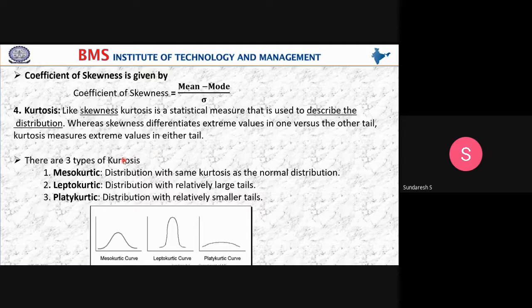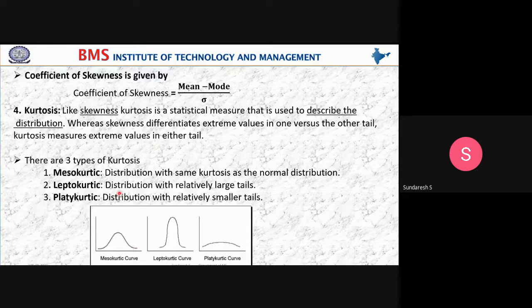So what are these three types? Mesokurtic means a distribution with the same kurtosis as the normal distribution. Below I have shown the graphs also: the mesokurtic curve, the leptokurtic curve, and the platykurtic curve. Mesokurtic means a distribution with the same kurtosis. You see here, it is just like a normal distribution. This is what we call mesokurtic.